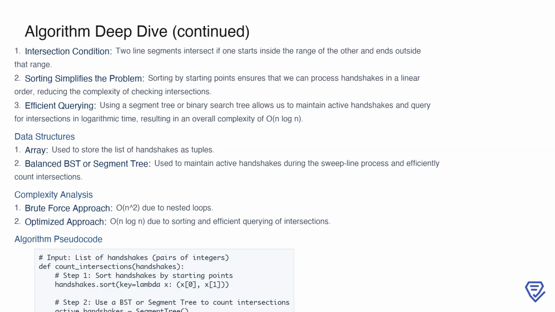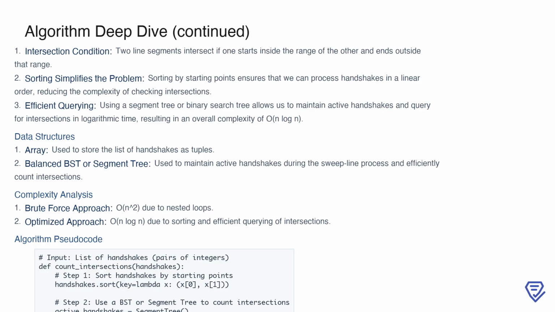The intersection condition is key to solving this problem. Two line segments intersect if one starts within the range of the other and ends outside that range. Sorting the handshakes simplifies the problem significantly, as it ensures we can process them in a linear order, reducing the complexity of checking for intersections.